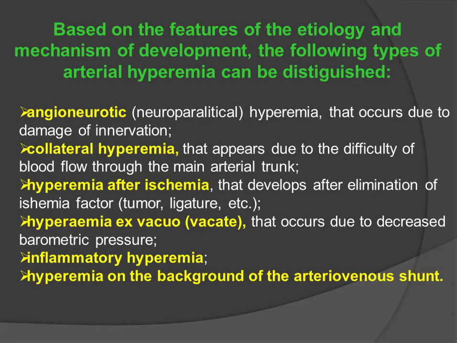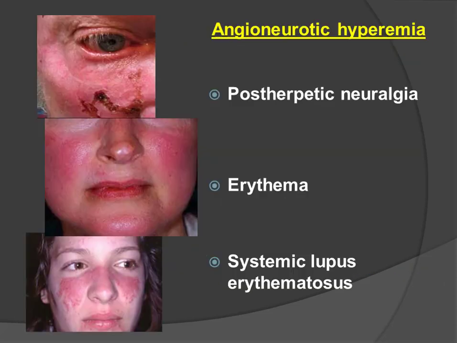There are six main types of local pathological arterial hyperemia. They are angioneurotic hyperemia, collateral hyperemia, vicarious hyperemia, hyperemia after ischemia, hyperemia due to arteriovenous fistula, and inflammatory hyperemia.